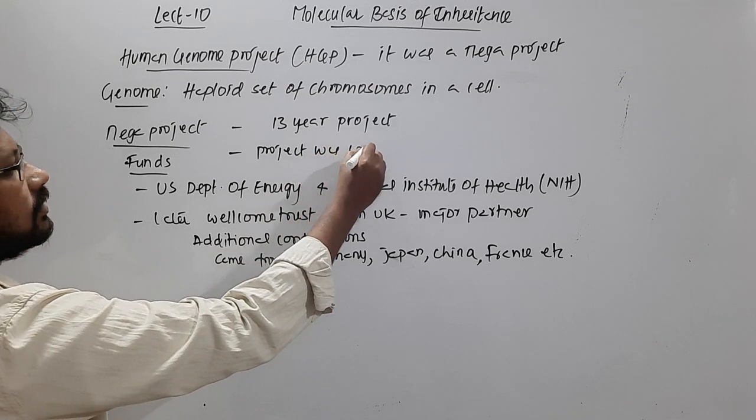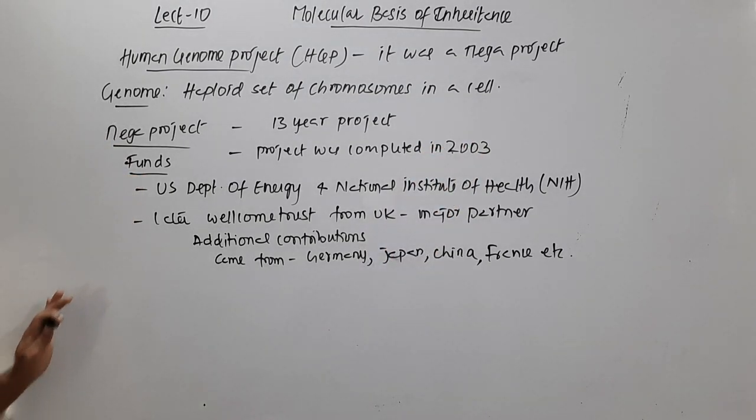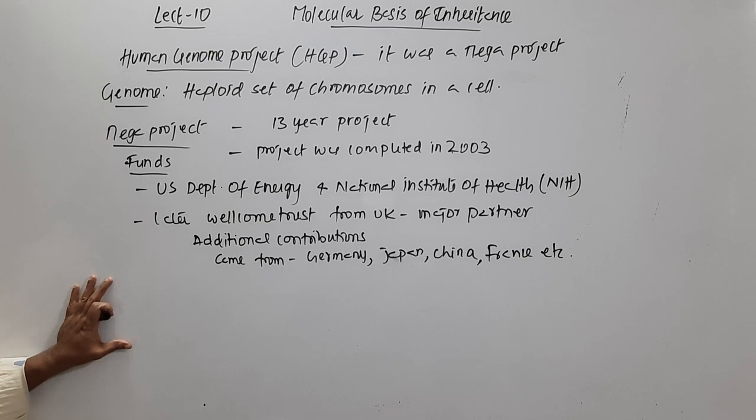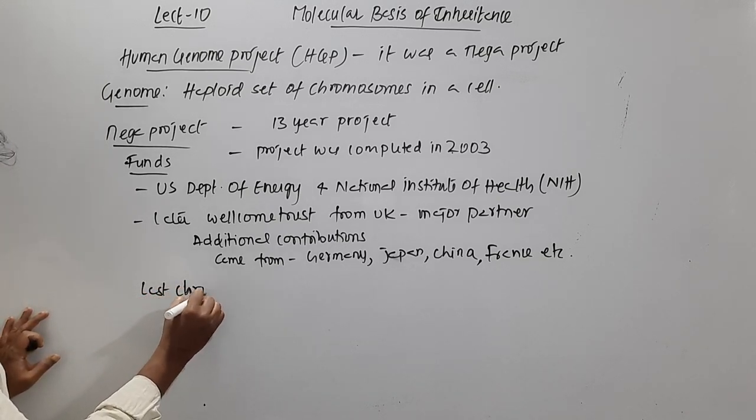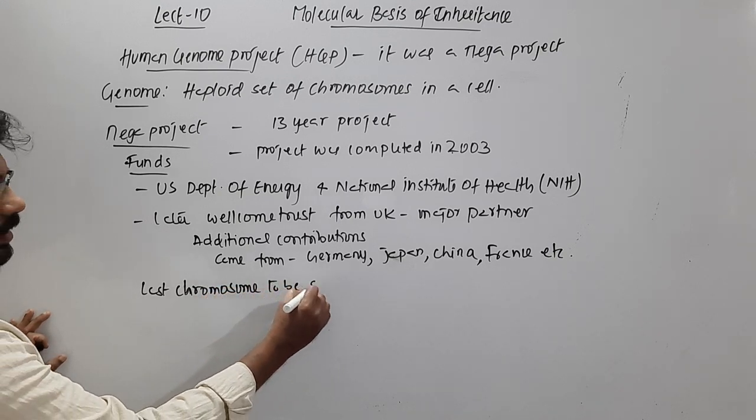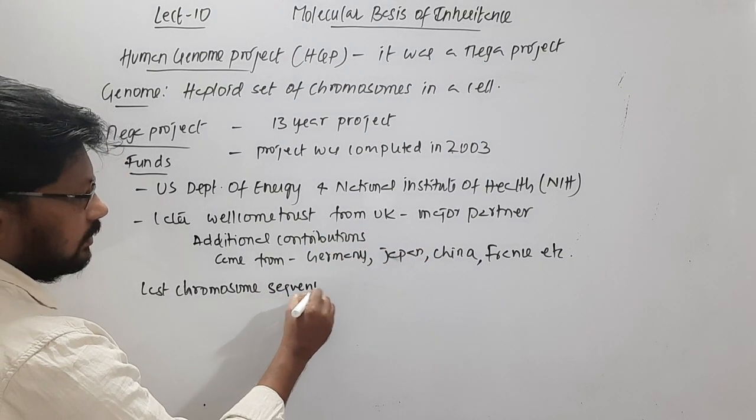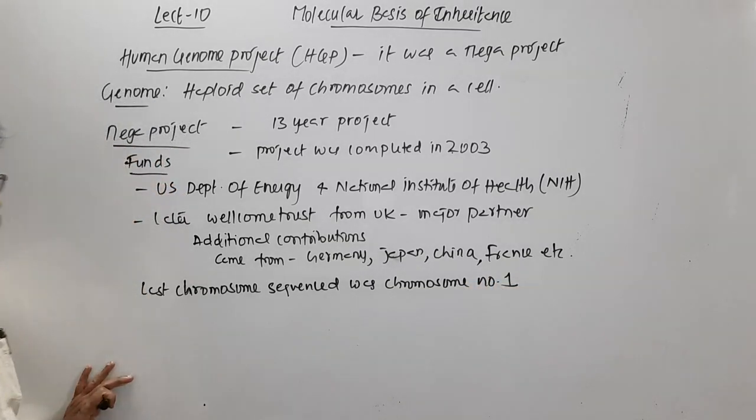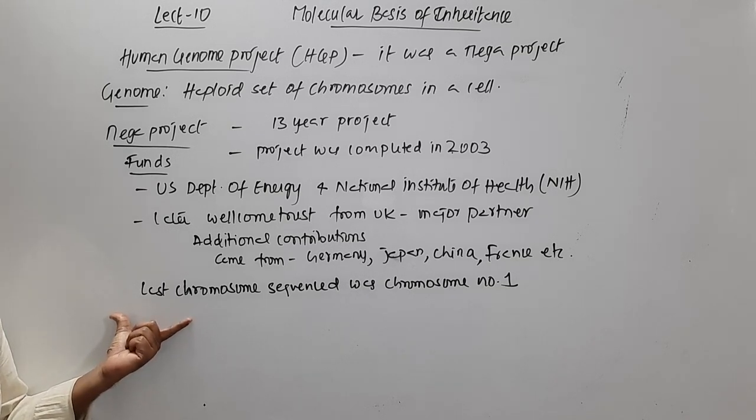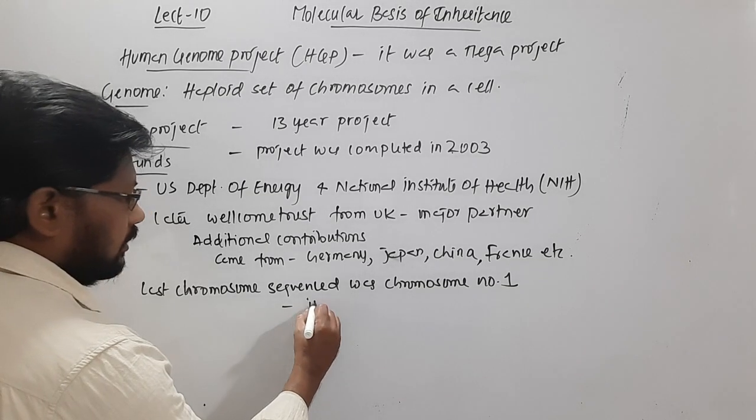And this project was completed in 2003. But the last chromosome to be sequenced was chromosome number 1, which is the biggest chromosome. Later I will come to that point. So the last chromosome sequenced was chromosome number 1.